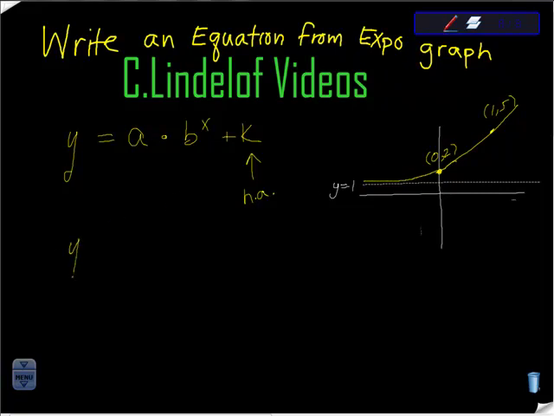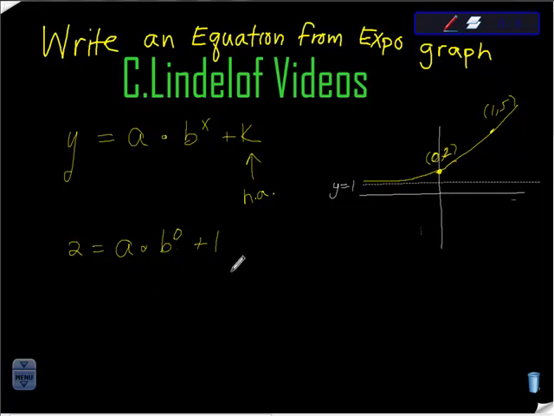I'm going to take my free one. I'm going to say, okay, a times b to the power of x, and it's y is equal to 1, so plus 1 is my k value. After that, I'm going to take something else that I know, and the other thing that I know is we have the point (0, 2). So I'm going to do that. I'm going to say, okay, I know that when x is 0, y is 2.